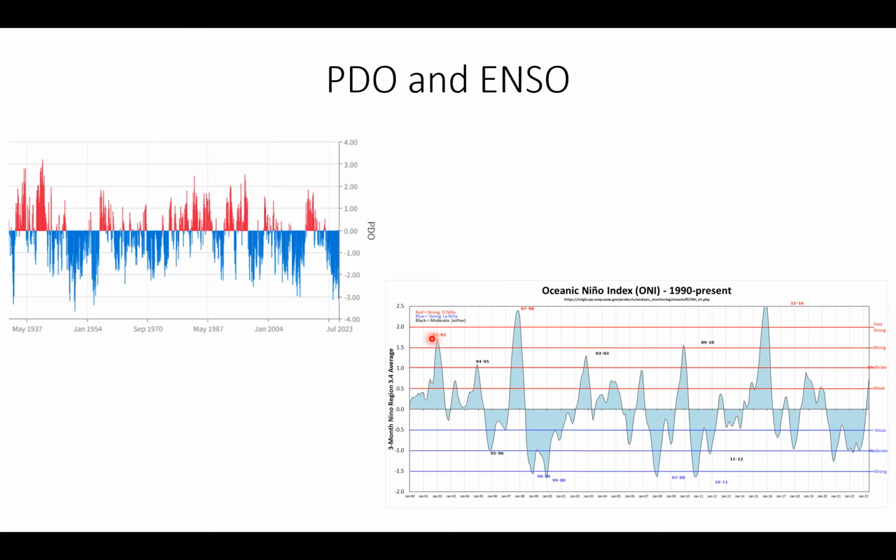And anything in excess of 2 degrees Celsius temperature anomalies in the Nino 3.4 region indicates a very strong El Nino. So we've had them in 97-98 and 2015-16. Now we've had moderate scale El Ninos in 94-95, 2002-2003, and 2009-2010, which was considered an upper end moderate El Nino.